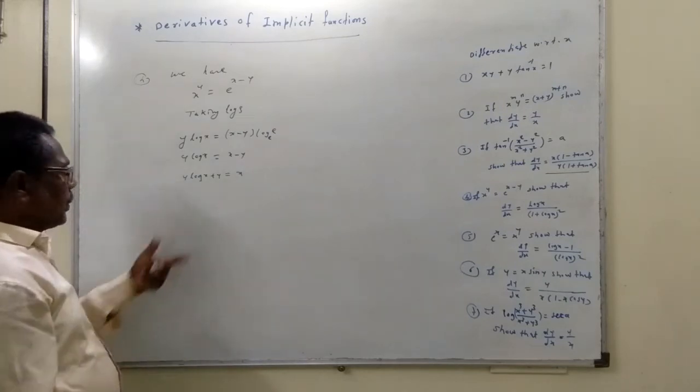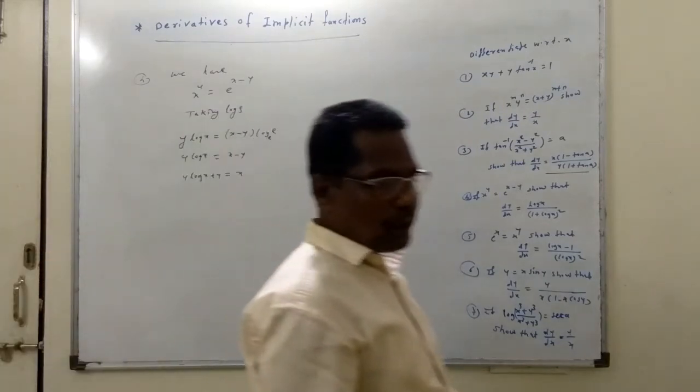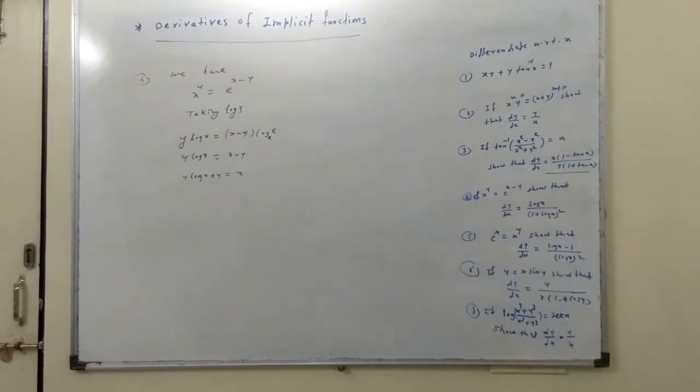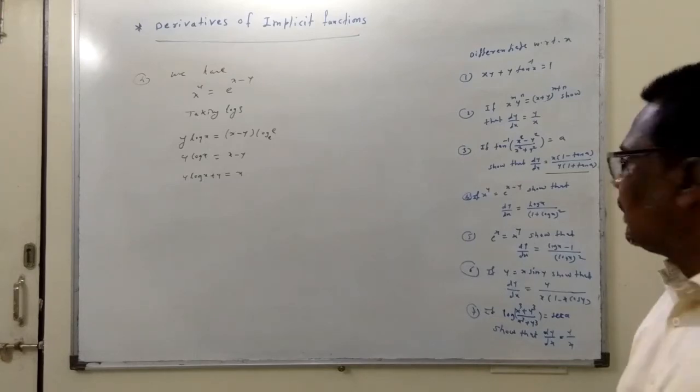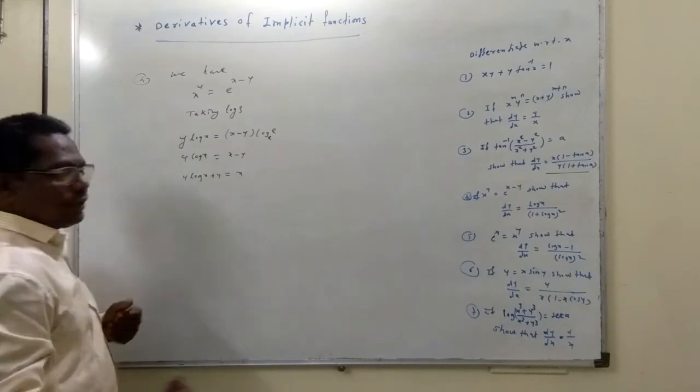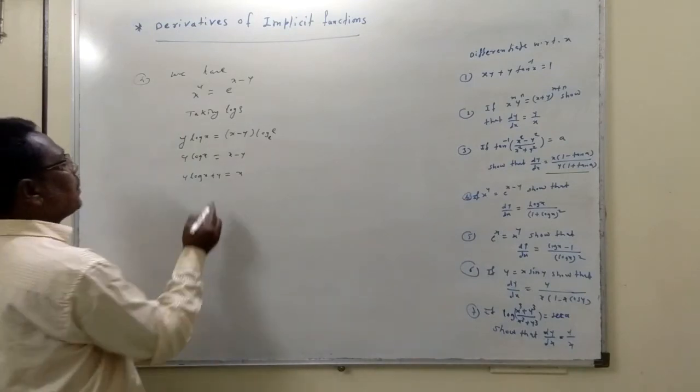Now here initially we observe the function is in implicit form, but we can make the function in explicit form. When we are able to make the function in explicit form, maybe x is equal to function of y or y is equal to function of x, then you will get the result easily, that is, within minimum time we are getting the results.